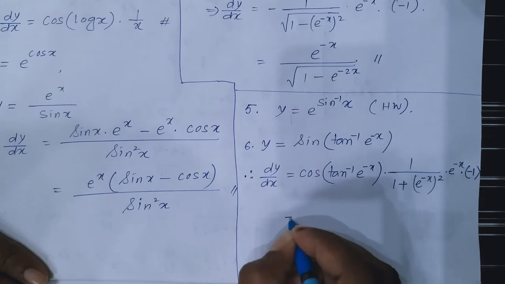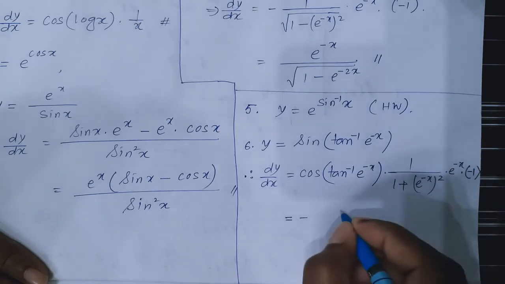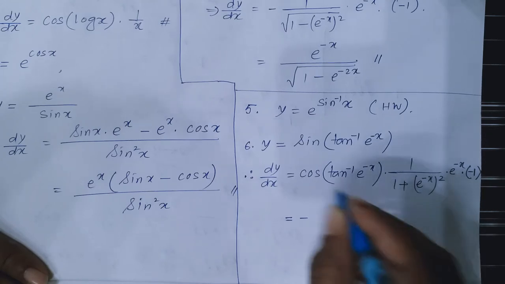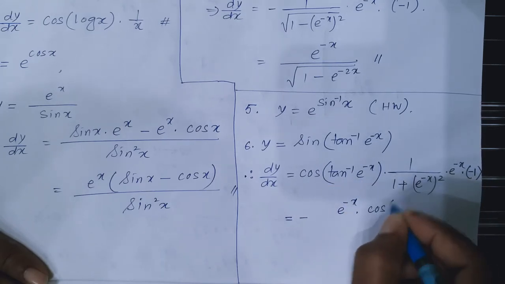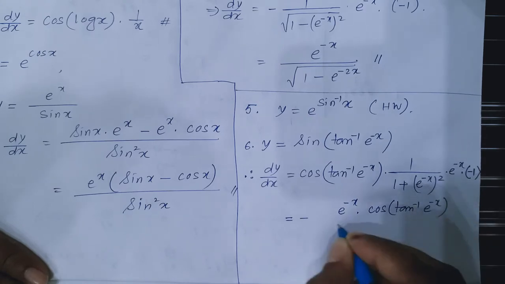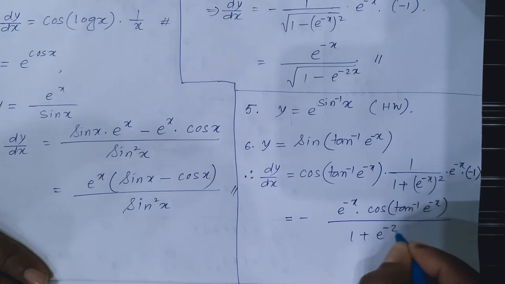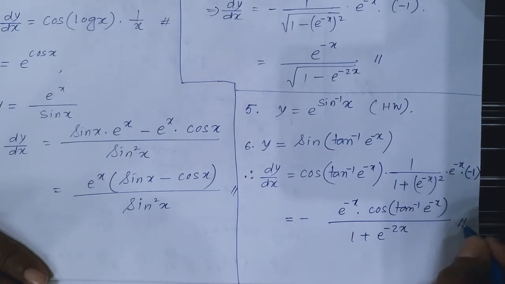So simplify it. This minus will come in front of all the functions, so minus, you can write e to the power minus x into cos of tan inverse of e to the power minus x, whole terms, divided by 1 plus e to the power minus 2x. So this is your answer.